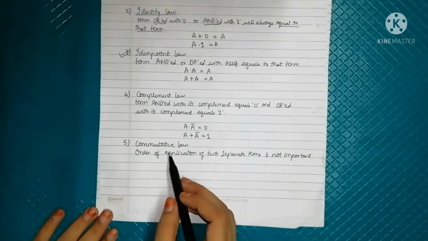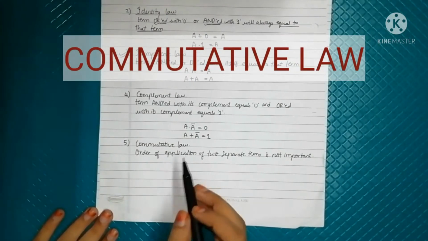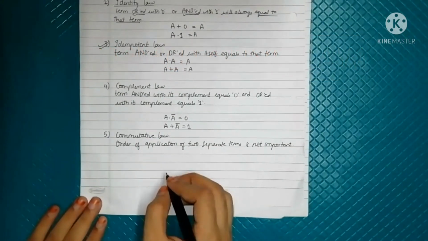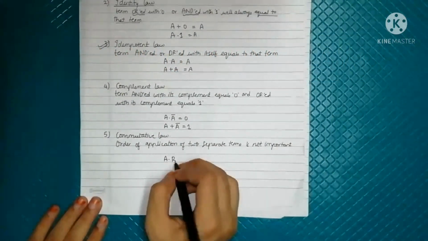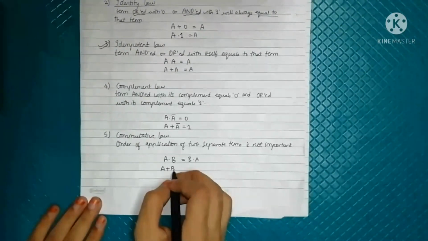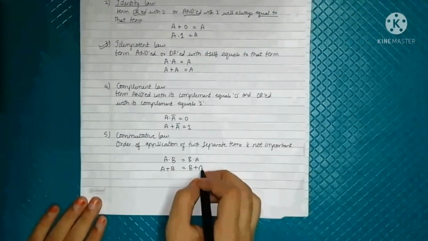The next law is the commutative law. This law states the order of application of two separate terms is not important. That means A dot B can also be written as B dot A, and A plus B can be written as B plus A.